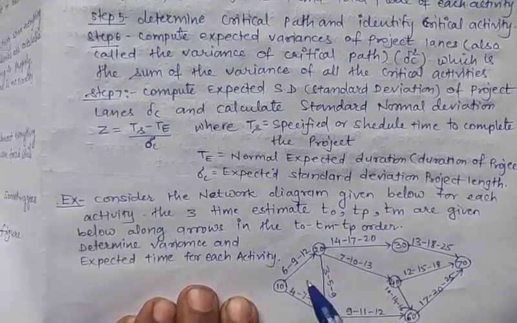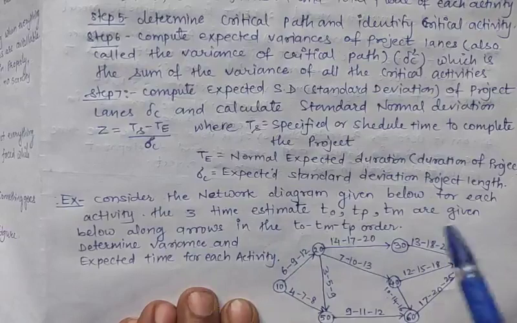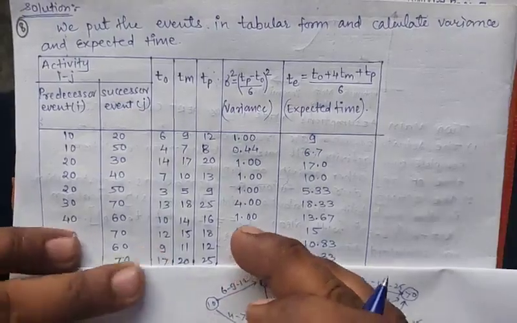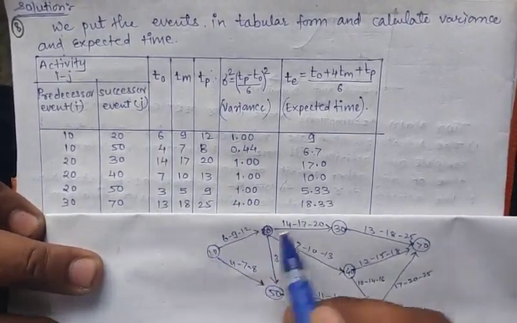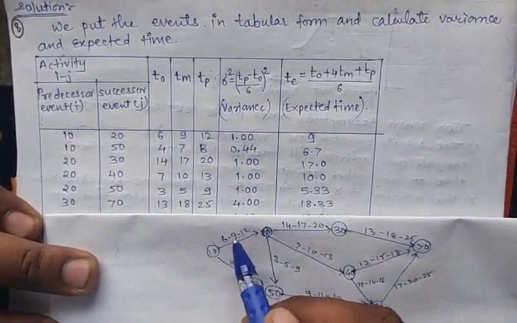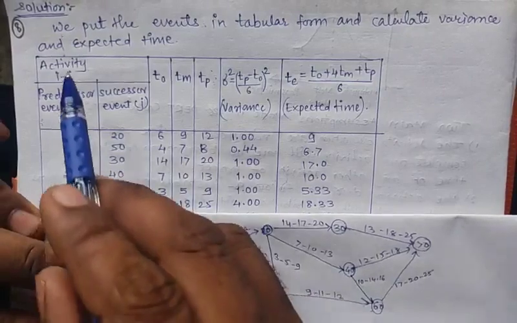Now let's calculate the expected time for each activity and the variance. Now let's see the solution of the given problem. So this is our network diagram. For each activity we have given its T naught, Tm, and Tp values. So here these are the activities.